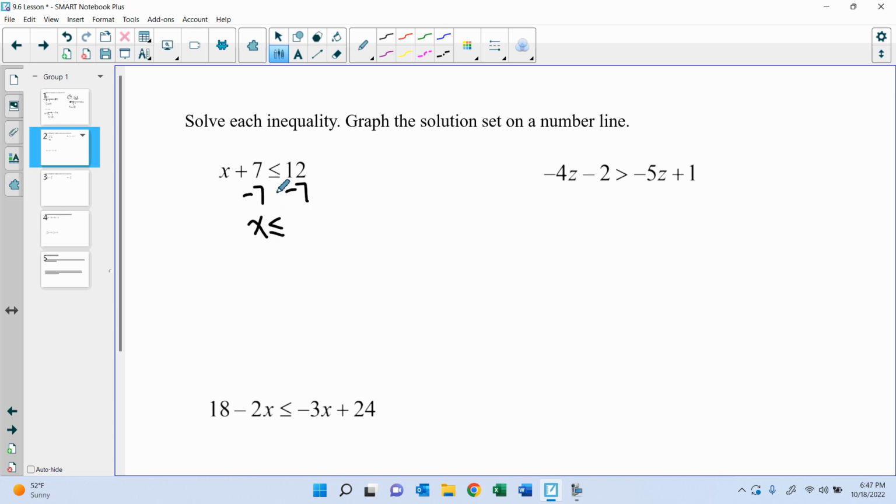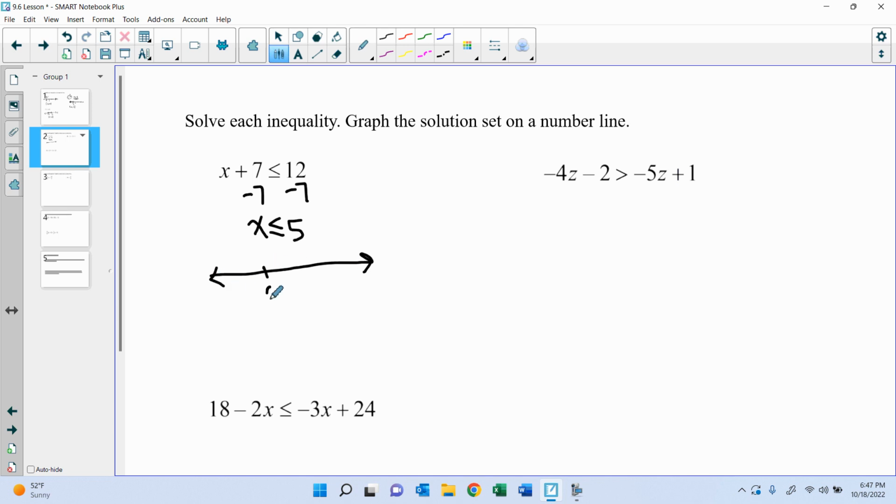Keep it lined up, though, just like you do with equal signs. Then you have 12 minus 7, which is 5. And then we're supposed to graph on a number line. Well, I'm not going to graph every one of these on a number line, but I will graph a few of them just so we get good at it. But again, you're drawing a very fast number line.